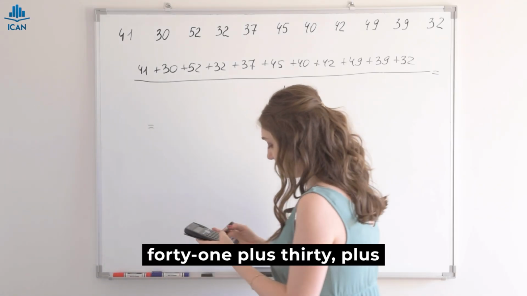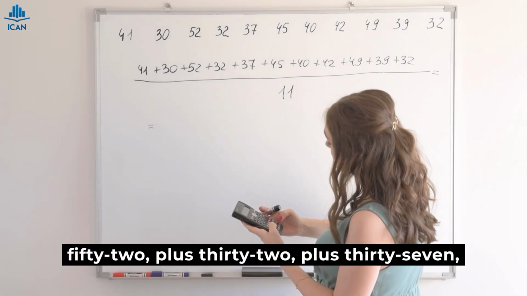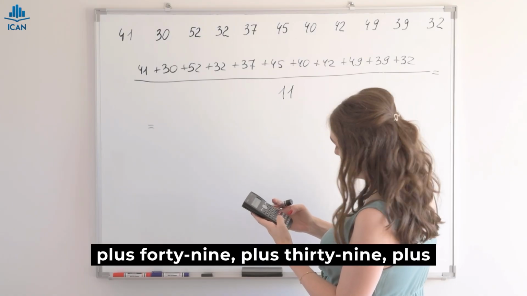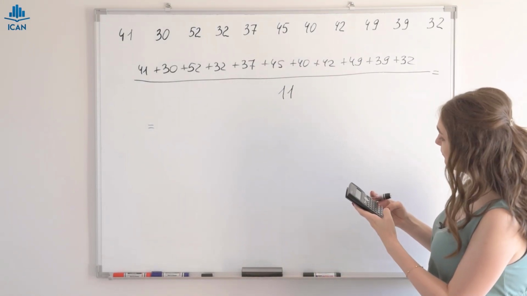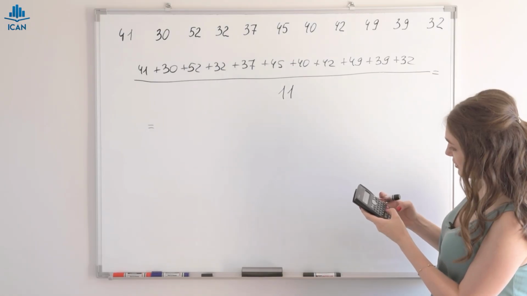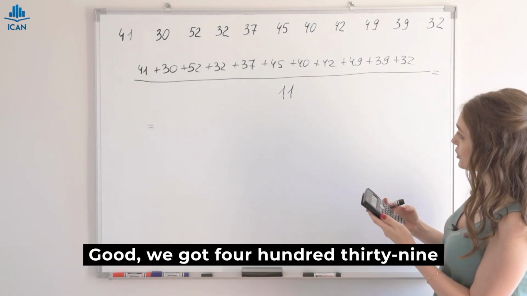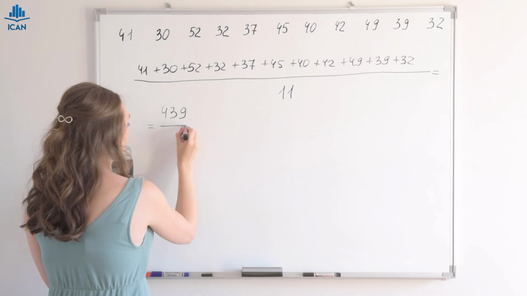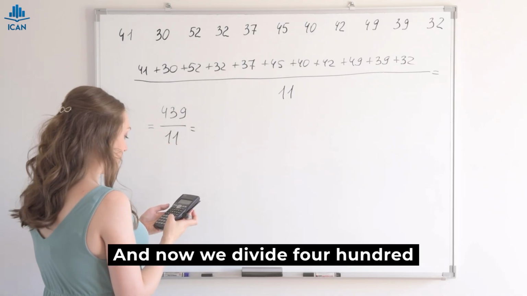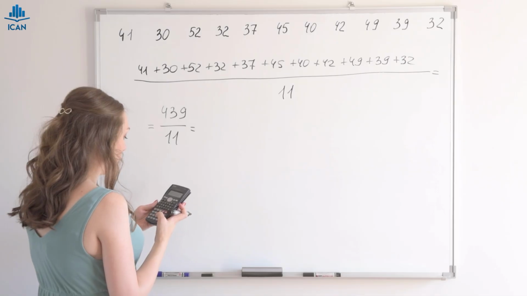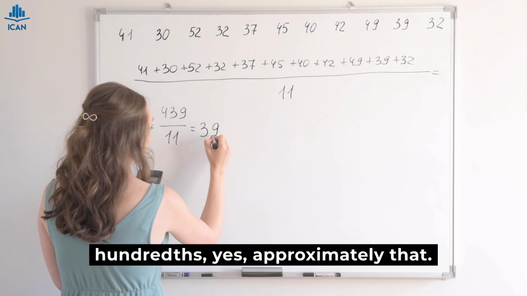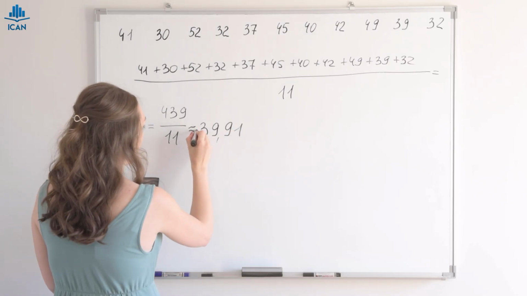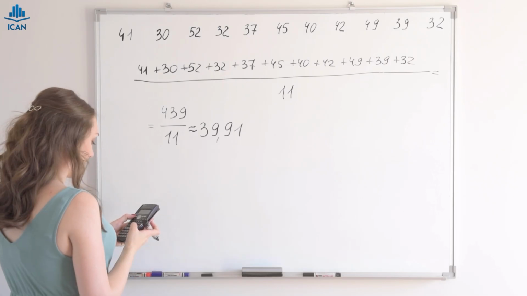So let's add 41 plus 30 plus 52 plus 32 plus 37 plus 45 plus 40 plus 42 plus 49 plus 39 plus 32. Good, we got 439 in the numerator, and in the denominator we still have 11. And now we divide 439 by 11. We get 39 and 91 hundredths. Yes, approximately that. This is our arithmetic mean.